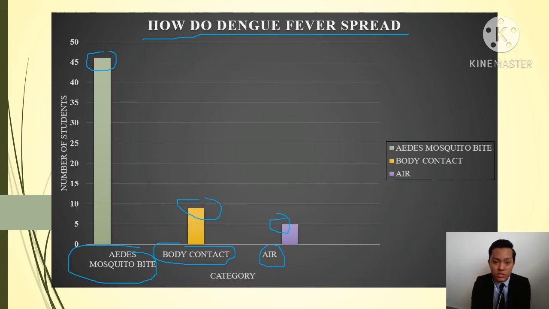For the conclusion, it can be concluded that the most popular, selected by 46 students, is Aedes mosquito bite, and the least popular is air among the students of Polytechnic Sultan Idris Shah.